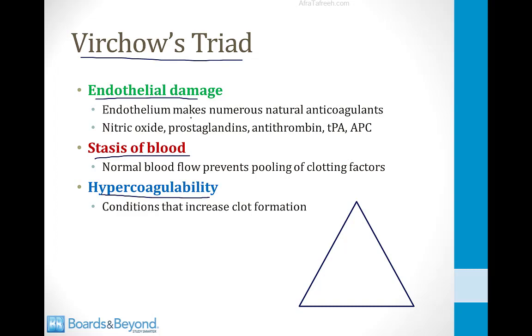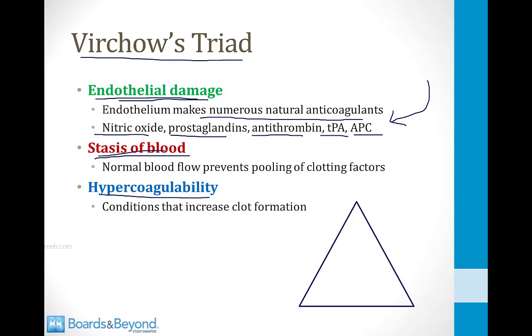A normal endothelium is very important for preventing thrombus formation. That's because the endothelium makes numerous natural anticoagulants. I've talked about a number of these in other modules, but these substances include nitric oxide, prostaglandins, also antithrombin, tissue plasminogen activator, and activated protein C. All of these prevent the formation of thrombus, and therefore if there is damage to the endothelium, you can get hypercoagulability and formation of a blood clot.